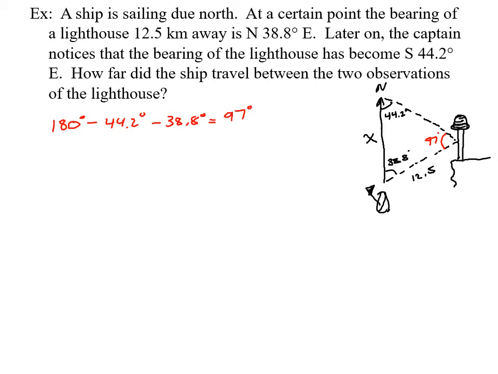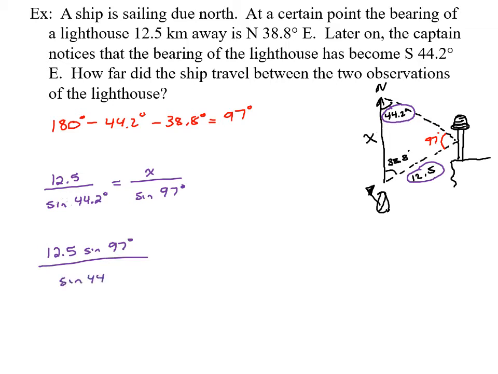And then I can do law of sines using the 44.2 and the 12.5. And I can say that the 12.5 over the sine of 44.2. Oh, sorry, I left the sine off, didn't I? That's what I know. What I don't know is the x and the sine 97. So I can move the sine of 97 off to the left-hand side in this case and say 12.5 times the sine of 97 divided by the sine of 44.2. That should be the distance that the ship traveled, which is x.